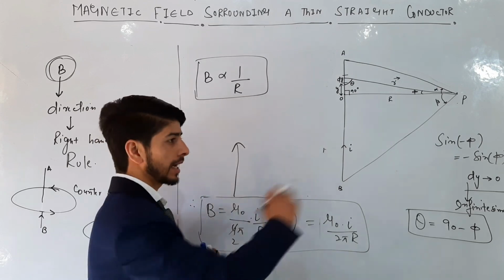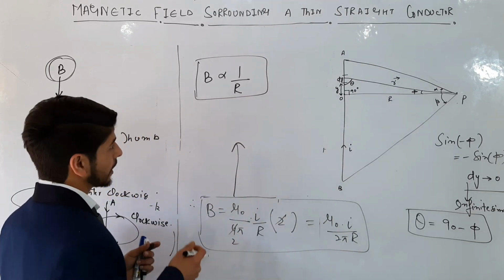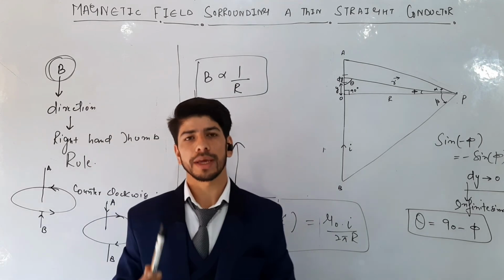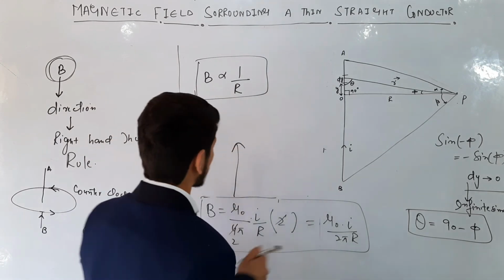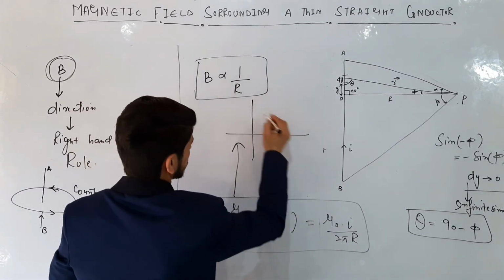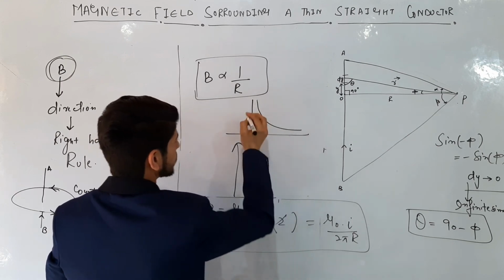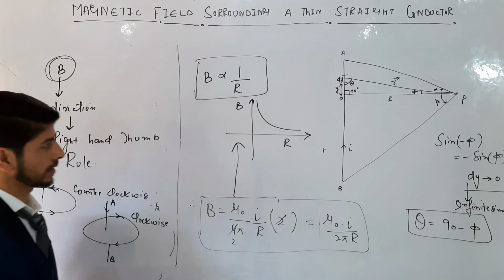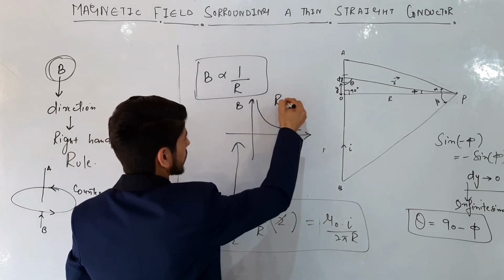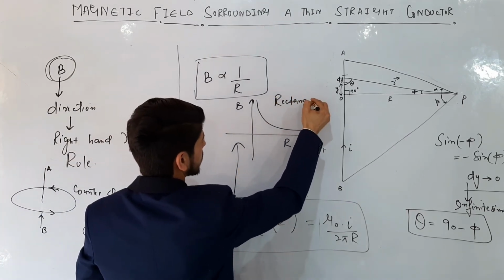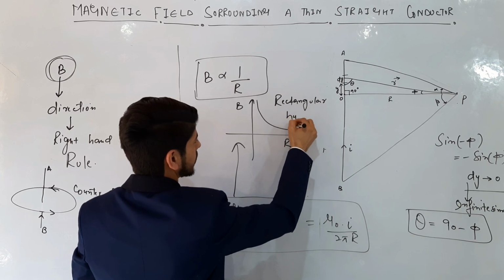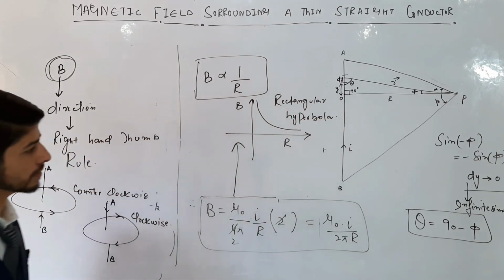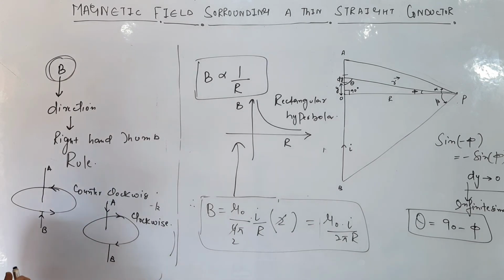If this point P is at a large distance, the more the value of r, the less the magnetic field will be. As you go far away from the conductor, the magnetic field goes on decreasing. And the graph is a rectangular hyperbola, plotted against the distance. Okay, this is the magnetic field surrounding a thin straight conductor.